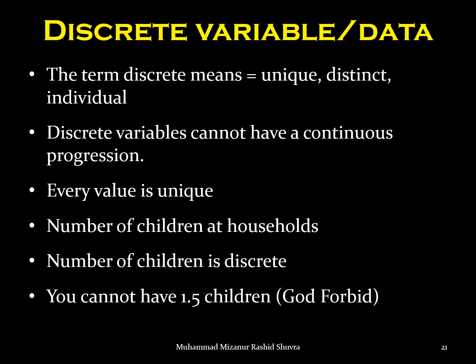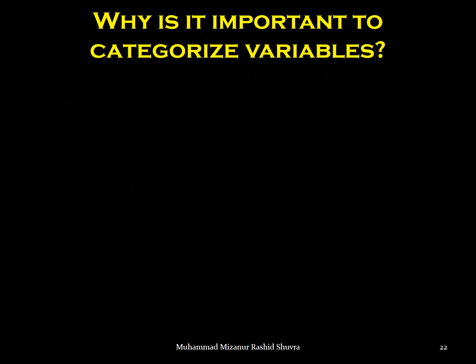You cannot translate it for individual household. You can never say that a particular household has 3.5 children. You can say 2 households have at least 7 children. That's fine. Okay, so why is it important to categorize variables?